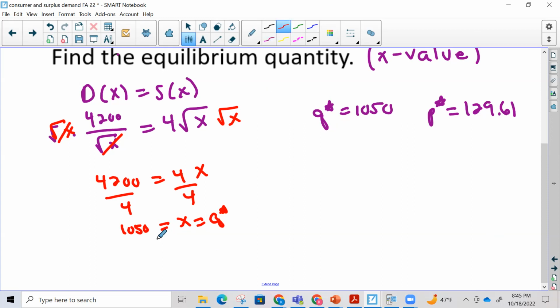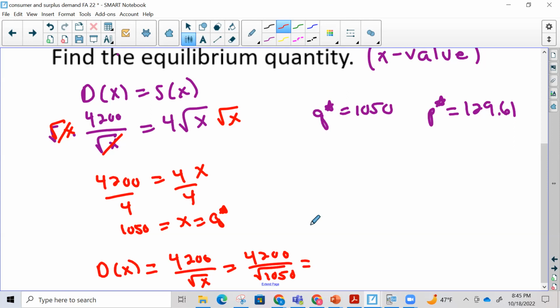And then if you were doing it algebraically to find the y value, you can plug it into either one. I mean, you could plug it into both to check, but you can plug it into either D of X, the original, so that was again 4,200 over the square root of X. So that would be 4,200 over the square root of 1,050. And you can put that in your calculator. And that gives me 129.61.